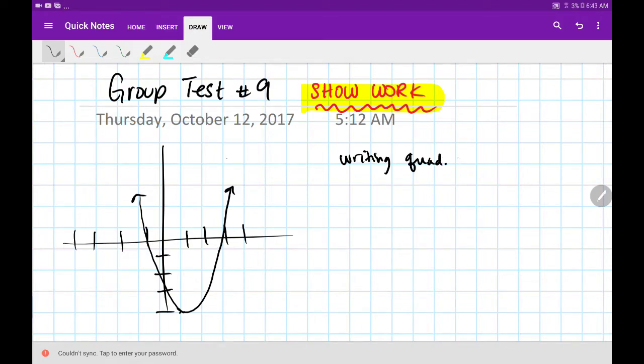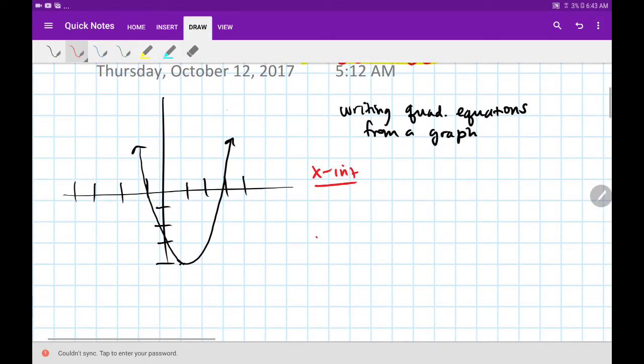Okay, so for this problem, you're really being tested on if you can write quadratic equations from a graph. So we spent 2 or 3 days on this a couple weeks ago. If you look back in your notes, you can find it. But let me do a quick refresher for you. So there are 3 forms. We can do x-intercept form, we can do vertex form, and then the final one is called standard form.